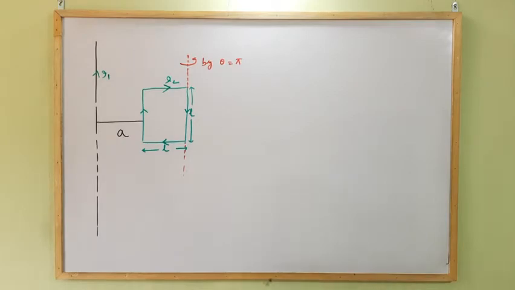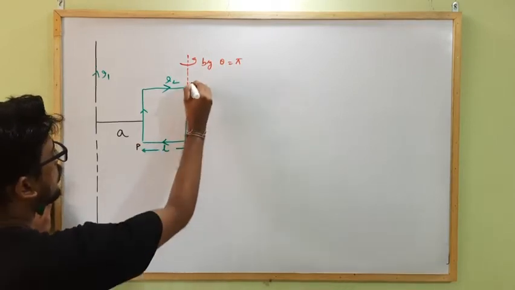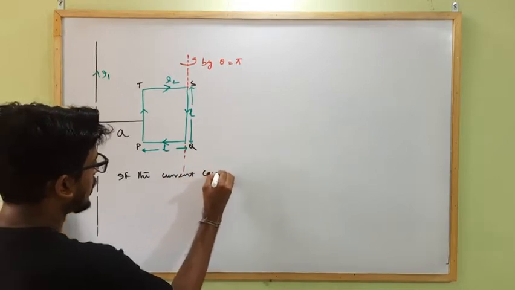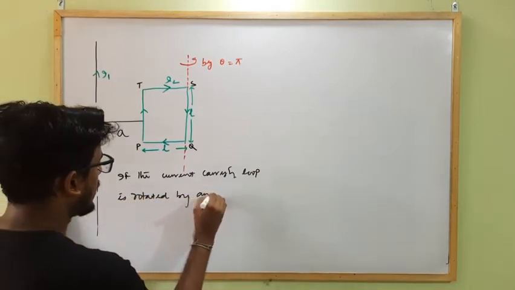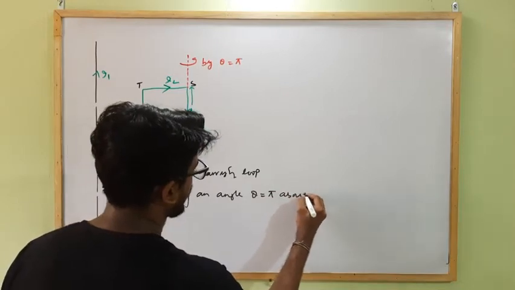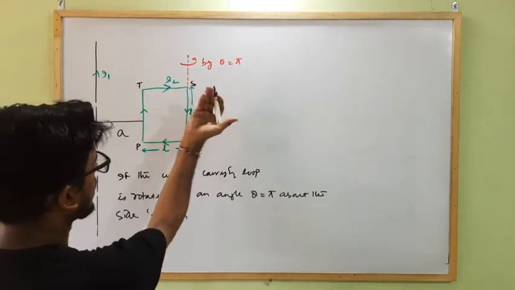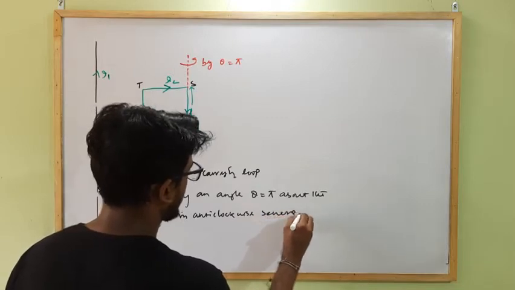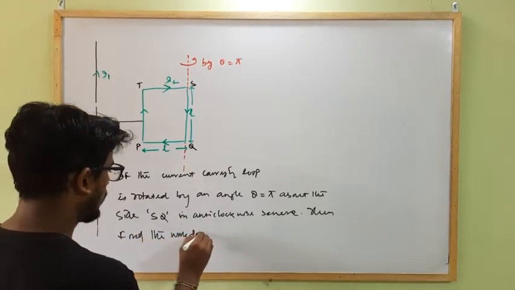Clear? Okay. So let the naming be like this: P, Q, S, T. If the current carrying loop is rotated by an angle theta equal to pi about the side SQ in anticlockwise sense, then find the work done by doing so.